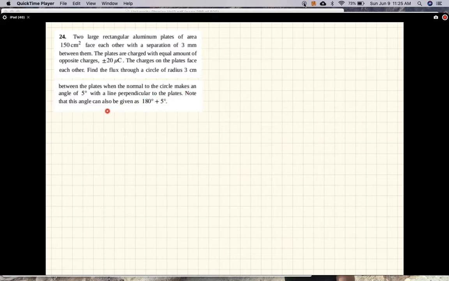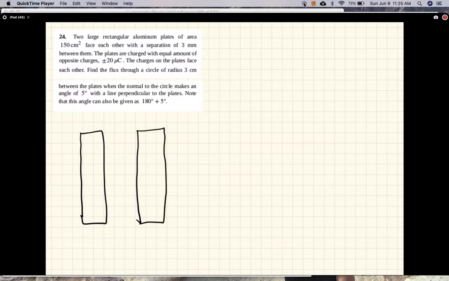Note that this angle can also be given as 180 plus 5 degrees. Okay, so this is essentially a parallel plate capacitor charged, and the charges reside on the inner surface like so.